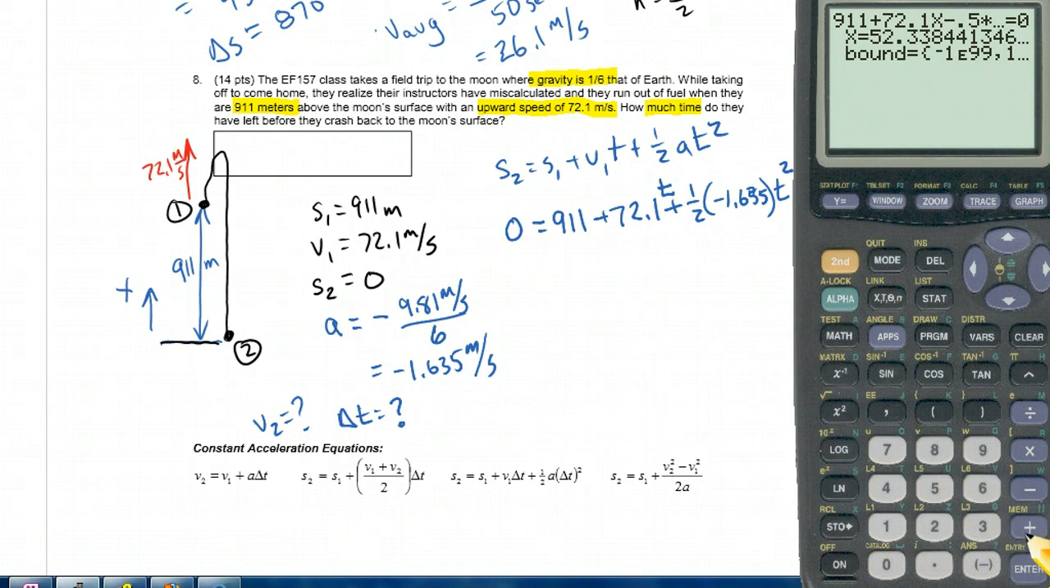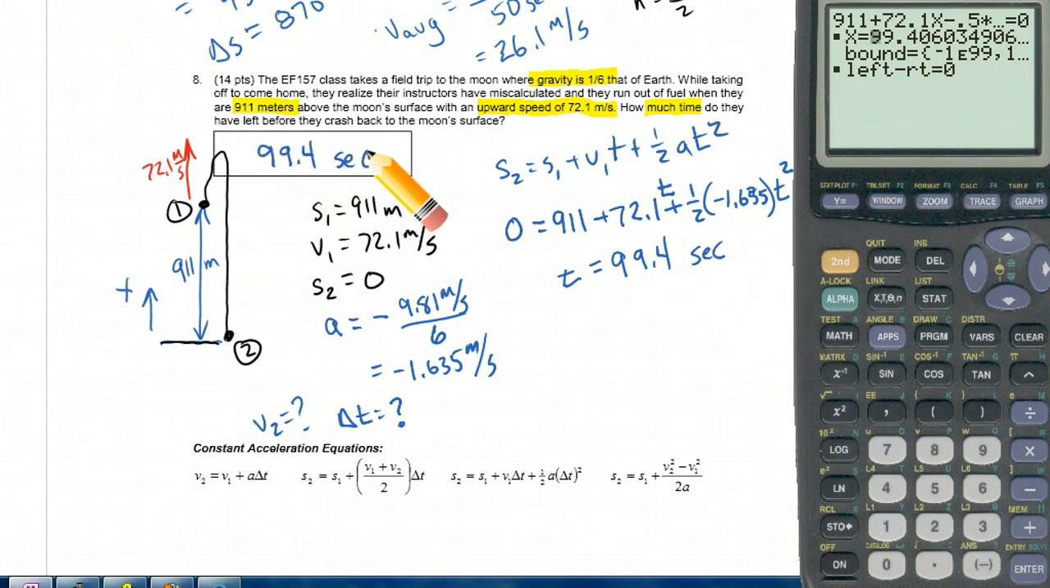Alright, I expect this to take 911 meters. We're going upwards maybe, I don't know, 20 seconds. We'll guess that. Always fun to guess. Okay, I got a solution that's negative. So that says that probably wasn't a very good guess. I'm going to guess again with a much bigger number. Let's go 200 seconds. And that gives me an answer of 99.4. So, ignore air resistance, 99.4 seconds to hit the ground.